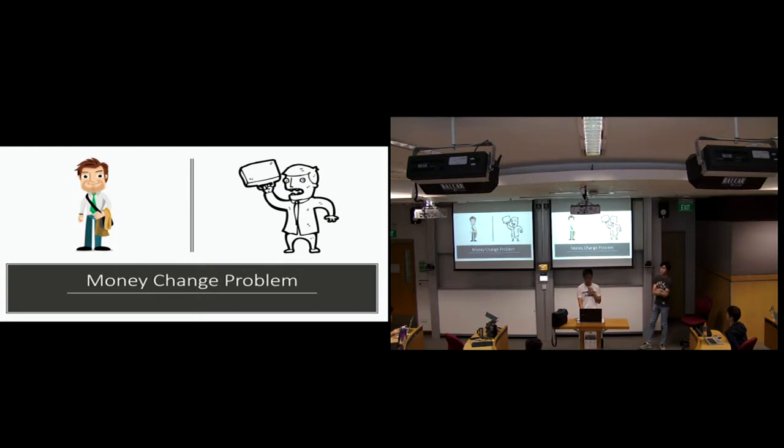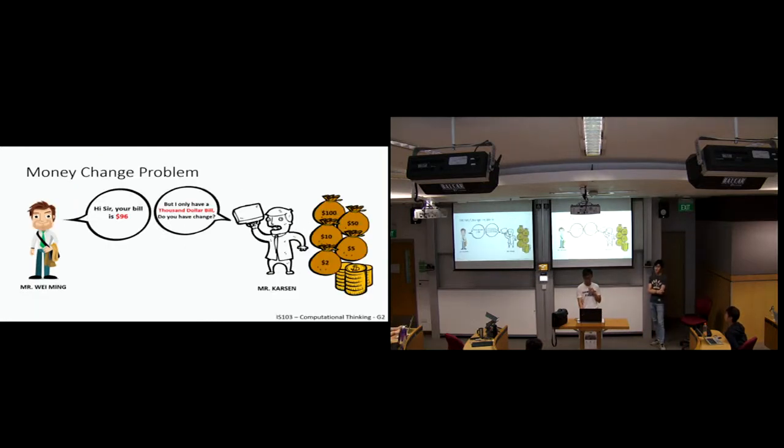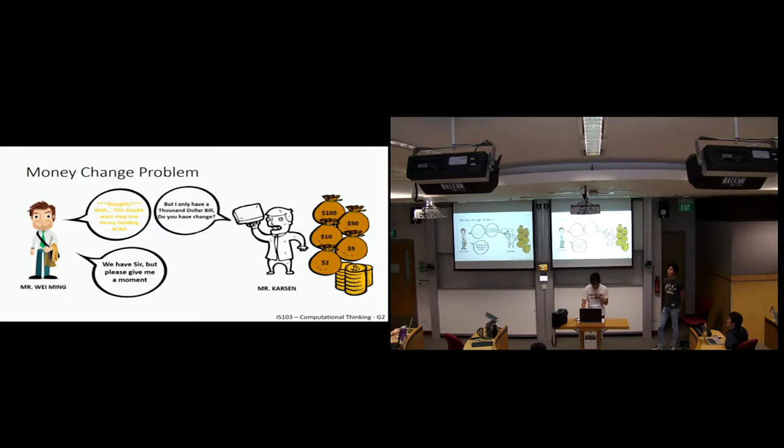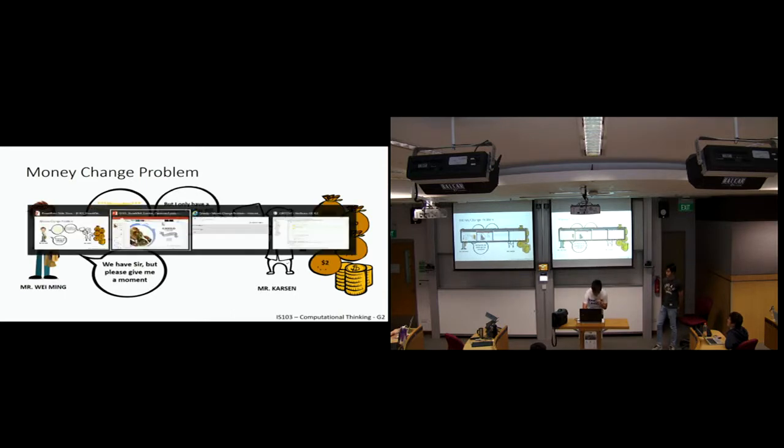Given a scenario, for example, we have two personas here, Wei Ming and Carson. Let's say Carson just visited a restaurant and he only has a $1,000 bill. Wei Ming is the waiter, and he needs to return the change for Carson. So this is what Wei Ming might think. He thinks that he's like Henry Golding, some crazy rich Asian. So yes, I shall do a small demo.